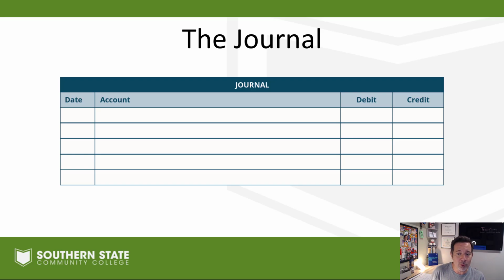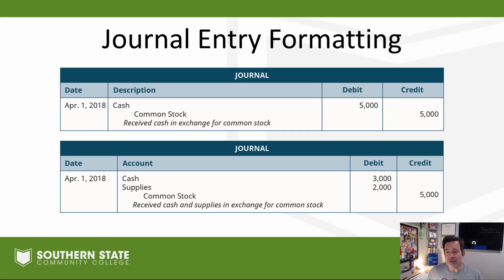We have an area for the date. We have a date column. We have an area to write out the accounts involved. We have an area to write down the number, the debit and the credit. So when we fill out the journal, it's going to look like what you see right here. And two sample transactions I've thrown up, you can see. We have a date. We have two accounts involved in that transaction. We've got the amount. And then at the bottom, I've got a description, a narrative talking about what the transaction is, what happened.